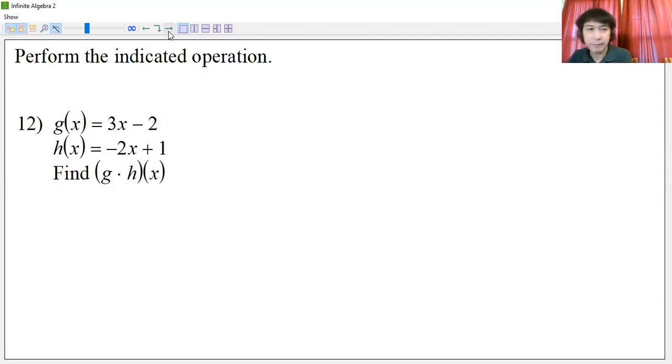Here's number 12. You can see the problem first. I'll write it on the board. I will write it in the paper. All right, so this will be number 12. This is function g. That's 3x minus 2. And then function h, that's negative 2x plus 1. And we're asked to find g times h of x. Okay, so remember the given problem. It is now written in the paper, and we can now do it there.